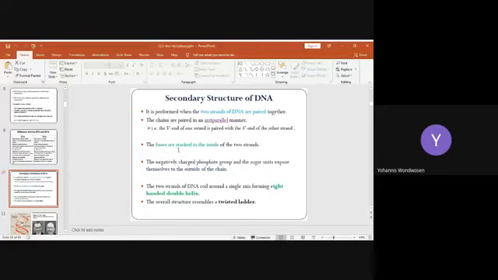So the bases are stuck on the inside of the two strands by hydrogen bonds, and there are also other types of linkages which are making such a stabilization. The negatively charged phosphate groups and the sugar units expose themselves to the outside of the chain and they act as a backbone, especially the phosphodiester linkage. The two strands of DNA coil around a single axis forming a right-handed double helix.